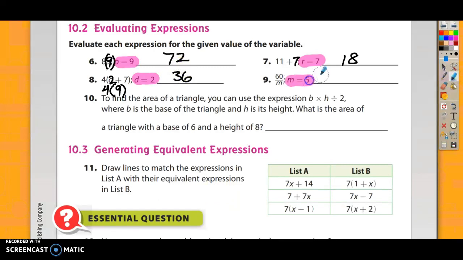M is equal to 5. I'm going to take m out and replace it with 5. And 60 over 5. It looks like a fraction, but it's actually a division problem. It's 60 divided by 5. 60 divided by 5 is 12.